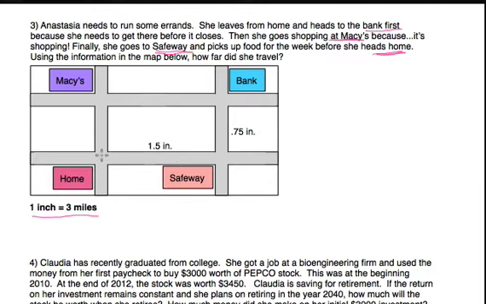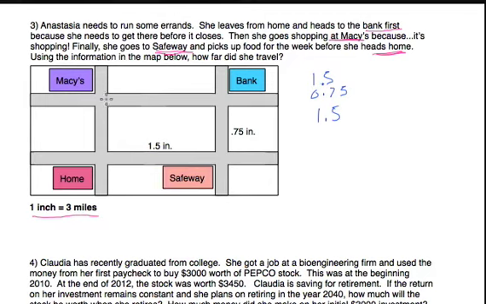She started at home and went to the bank. To get there, she would have had to travel 1.5 plus 0.75. So let's start adding them up. 1.5 plus 0.75, and I'll put a little 0 there, gets to the bank. Then she heads to Macy's. So she goes from the bank all the way to Macy's, that's another 1.5.